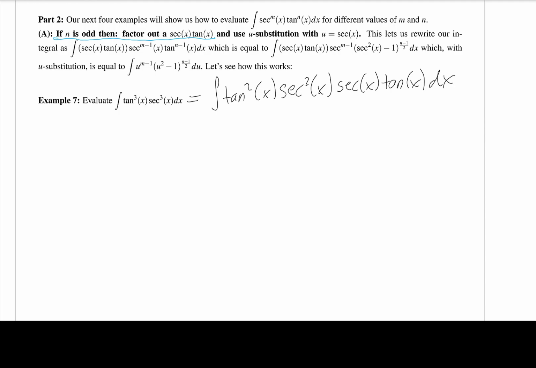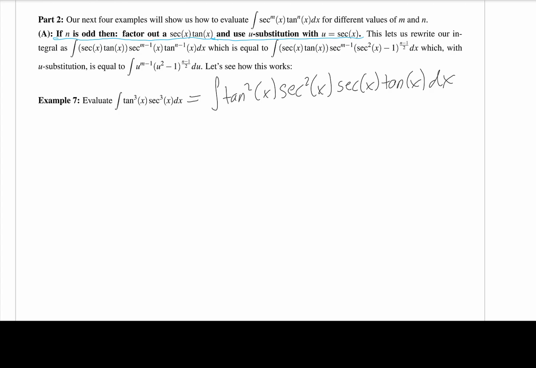We just write this unnecessarily long, because when you write more stuff down on the paper, it looks like you're doing more. It looks more fancy. No, there's an actual reason we're doing this. After we do this, we're going to use u substitution with u equal to secant of x, and that's coming from this part right there. So now we're going to look at that u substitution.